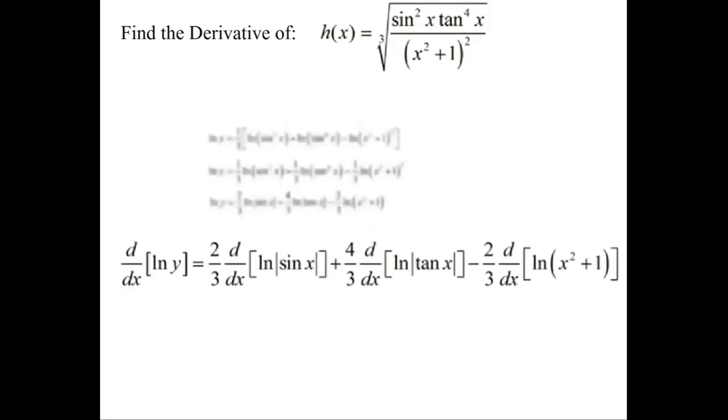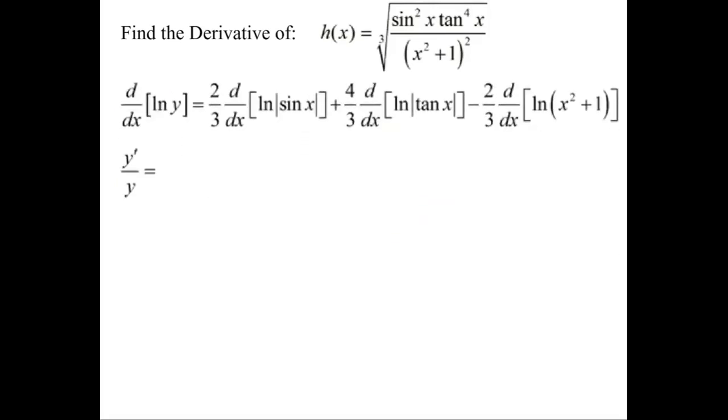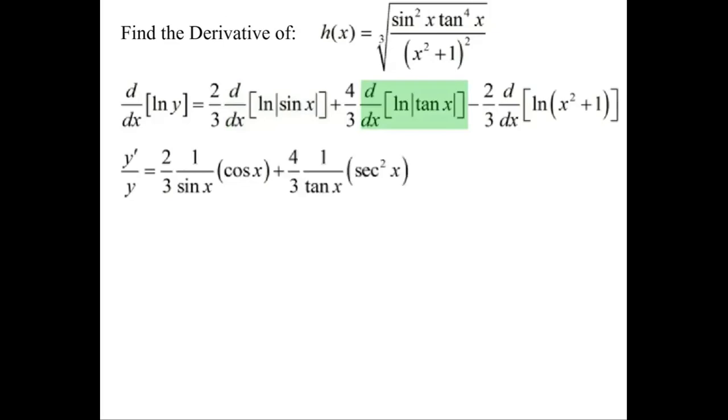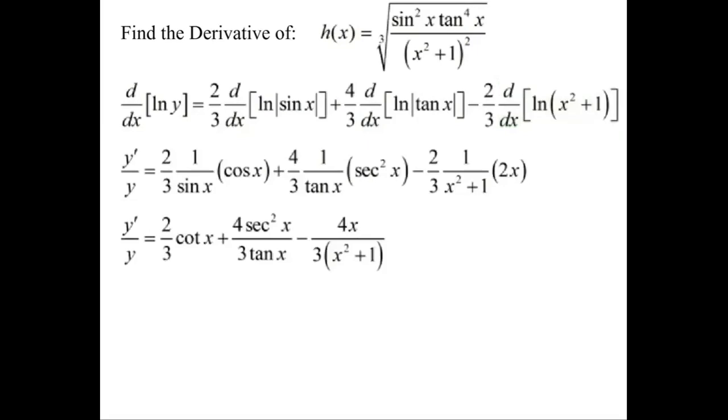So now we take the derivatives of both sides. The derivative of the left-hand side is again equal to y prime over y. And here, the derivative of the natural log of the absolute value of sine of x is going to be equal to 1 over sine of x times cosine of x. The derivative of the natural log of the absolute value of tangent of x is going to be equal to 1 over tangent of x times secant squared of x. And lastly, the derivative of the natural log of x squared plus 1 is going to be equal to 1 over x squared plus 1 times 2x. So in the final expression, we have the following.